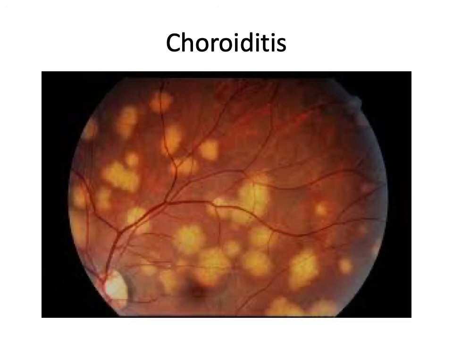In cases of choroiditis, you can see this picture with intact retinal vessels and these yellowish patches present below the retinal vessels. These yellowish patches are either solitary patches or multiple patches. These patches of choroiditis are well demarcated yellowish patches present below the retina. This is the case of active choroiditis.